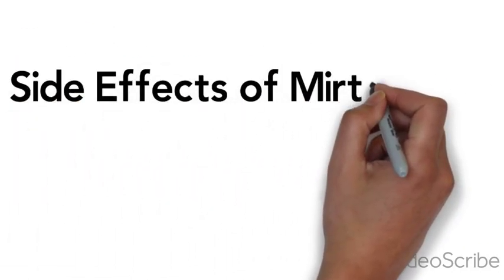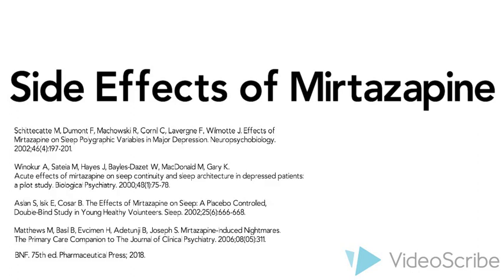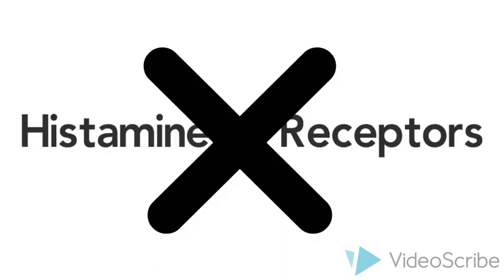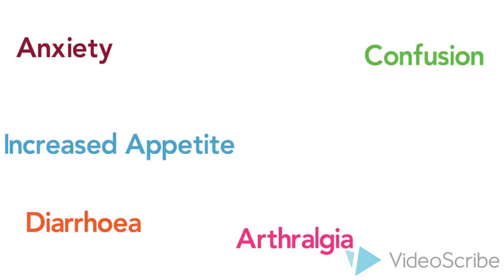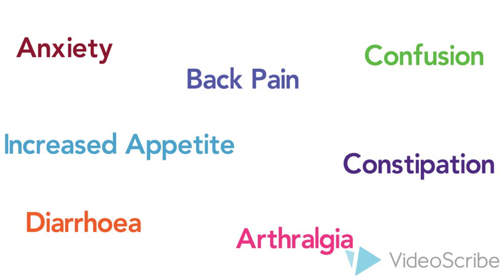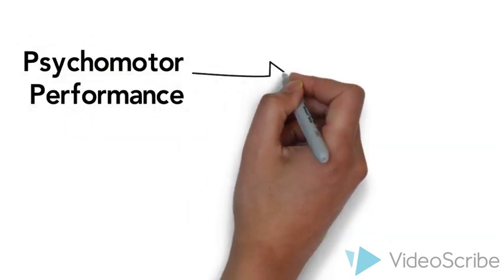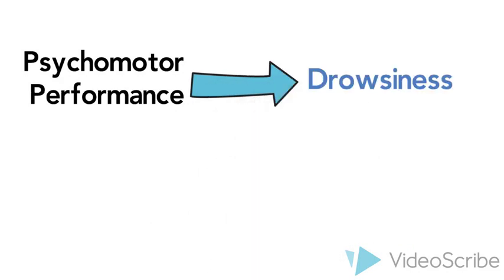But Radhika, what actually are the side effects of mirtazapine? The blockade of histamine H1 receptors causes the majority of mirtazapine side effects. Some of these are anxiety, diarrhea, and constipation. Patients should be warned about mirtazapine's effect on psychomotor performance, particularly driving, as drowsiness is a frequent side effect.